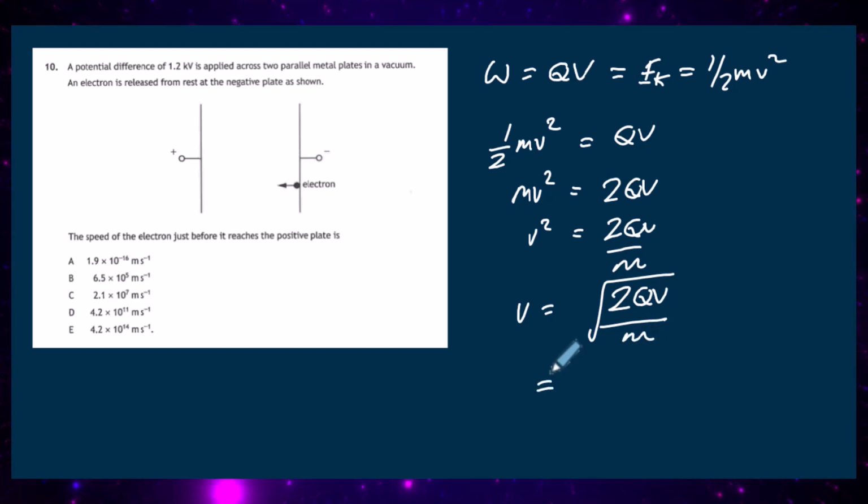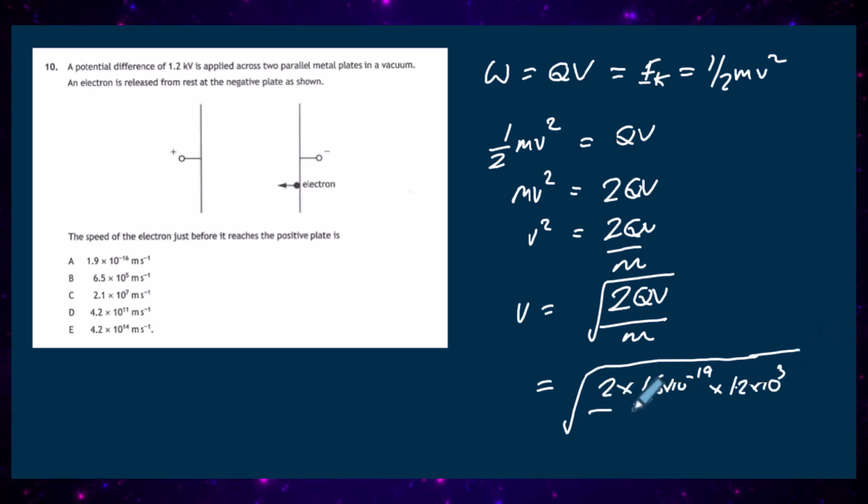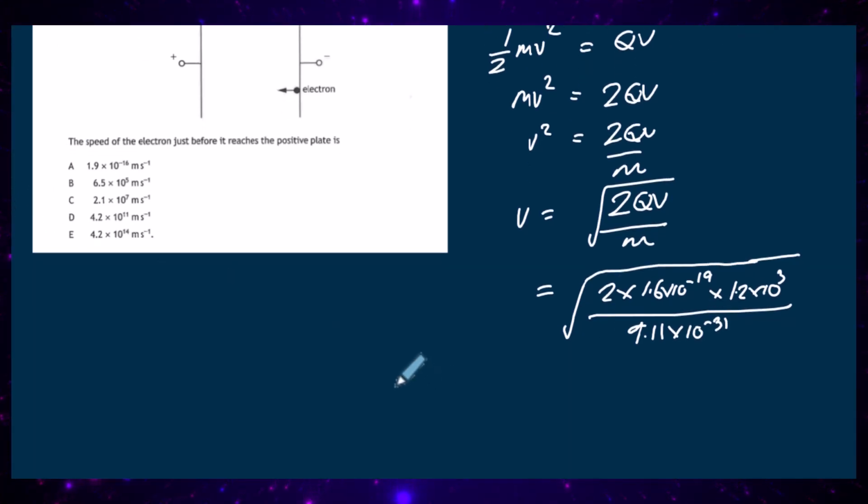So all we have to do is put in the numbers for that. Then we have the square root of 2 times the charge on the electron, 1.6 times 10 to the minus 19 coulombs, multiplied by the potential difference it goes through. In this case, it's 1.2 kilovolts, so it's 1.2 times 10 to the power 3, and we divide that all by the mass of the electron, which you can find in the relationship sheet. It's 9.11 times 10 to the minus 31. So you've done all the hard work. All it needs is your calculator, and you end up with a speed of 2.05 times 10 to the plus 7 meters per second.